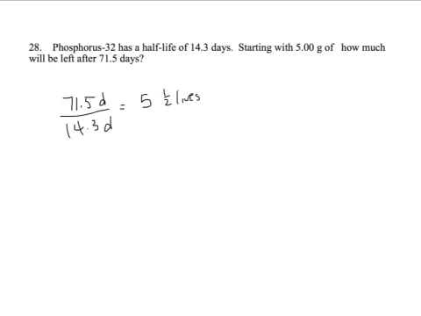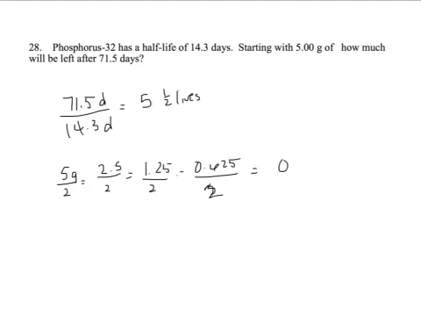And so what I would do is take the original sample, 5 grams, and divide it in half 5 times. So if I start with 5 grams, after the first half-life there would be 2.5. Divided by half would be 1.25. Divided by half would be 0.625. Divided by half is 0.3125. And divided in half one more time.